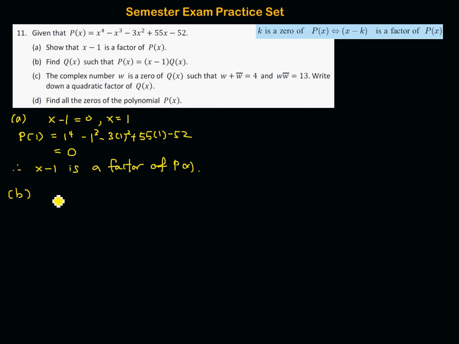And then in this part we have to find the polynomial q(x) such that p(x) is equal to the product of these two polynomials. I want to write it differently: p(x) equals x minus 1 times q(x). In other words, when we divide the polynomial p(x) by x minus 1, we get a quotient. So all I have to do is divide p(x), and I'm going to use synthetic division. I write down the coefficients carefully and divide by x minus 1.